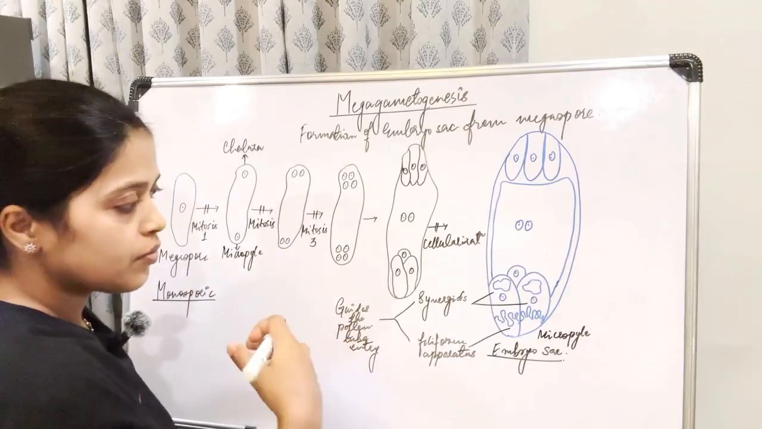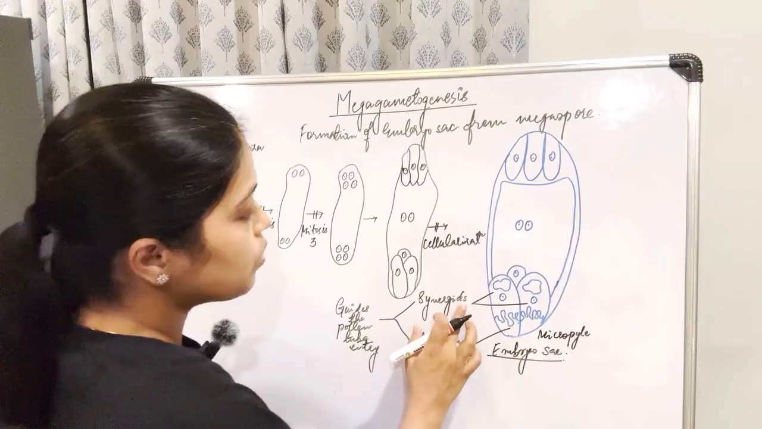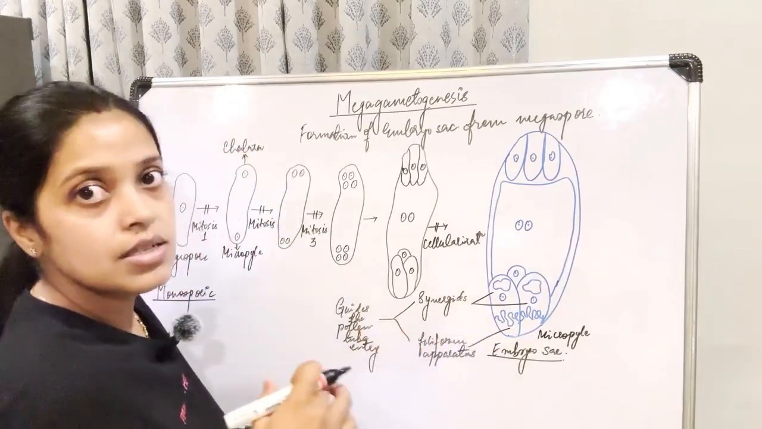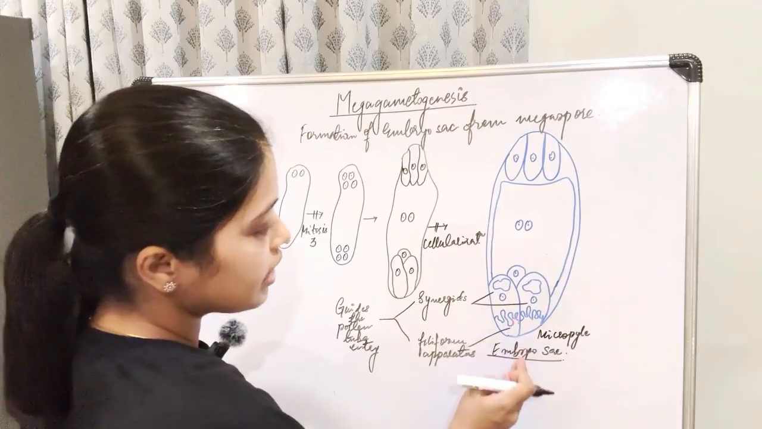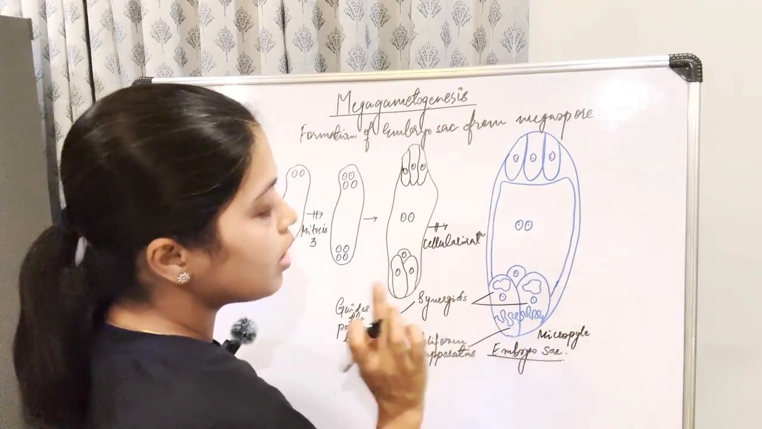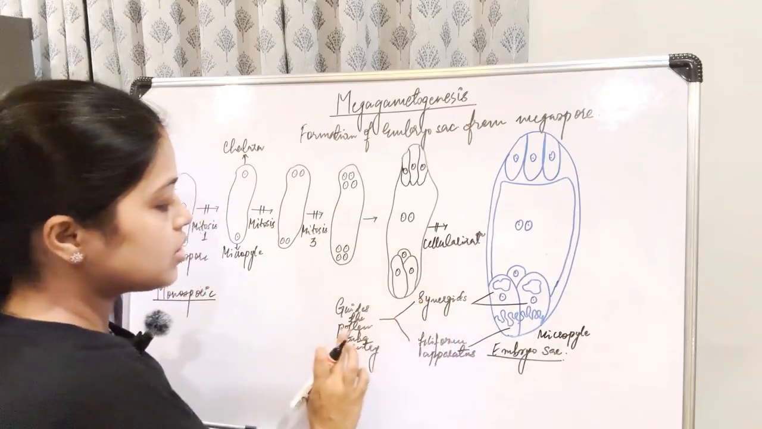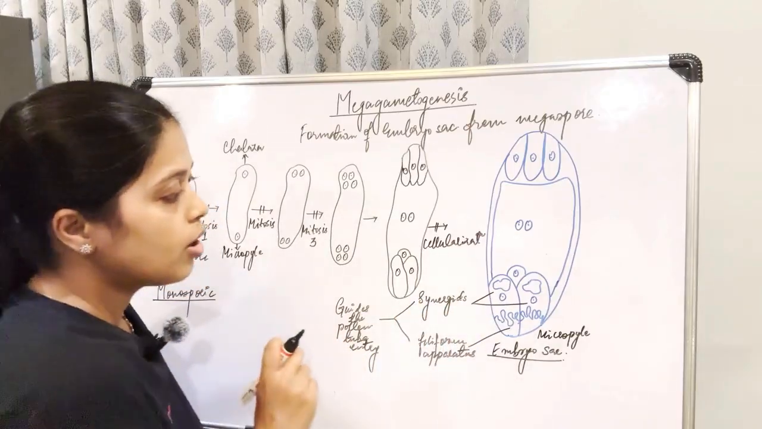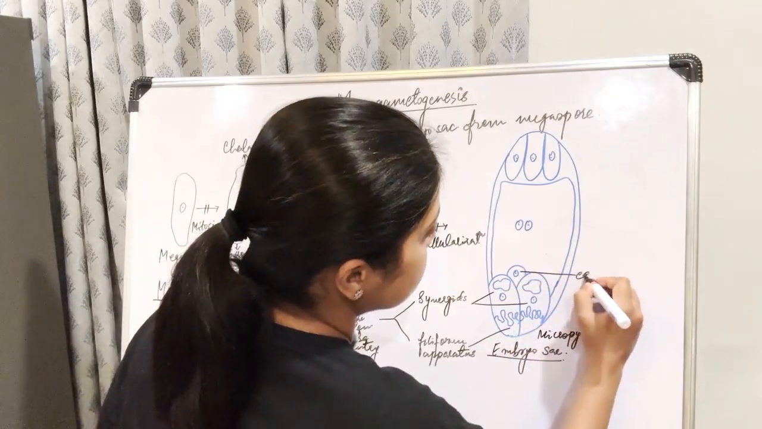So basically, when you later study the process of fertilization, you will get to know that synergids release some chemical attractants through which the pollen tube gets attracted. It enters through the micropylar end. Okay, so this is the role of synergid, that it guides the pollen tube for its entry. Then this is your egg cell.